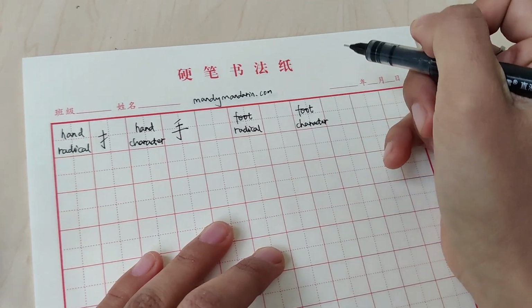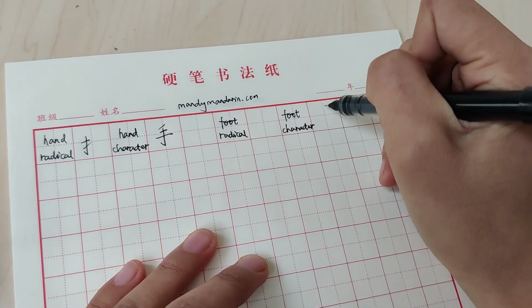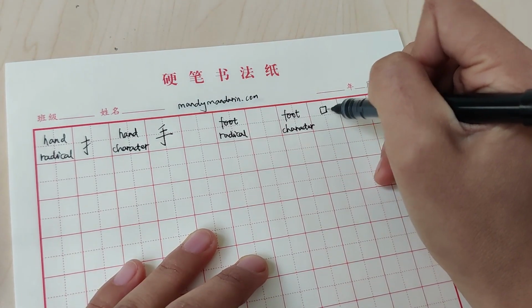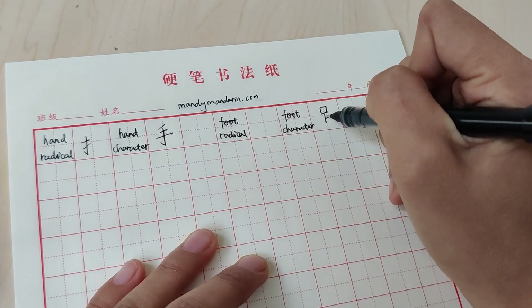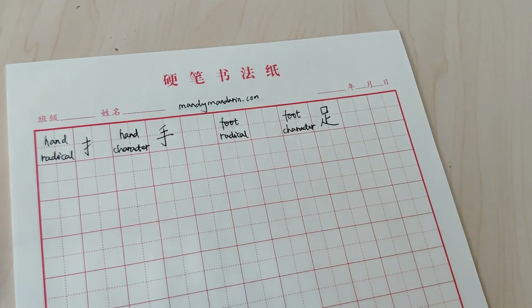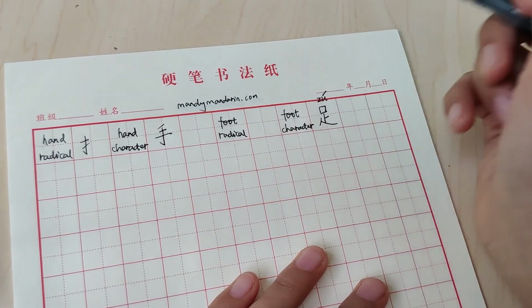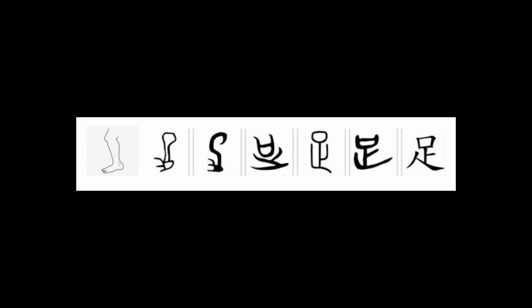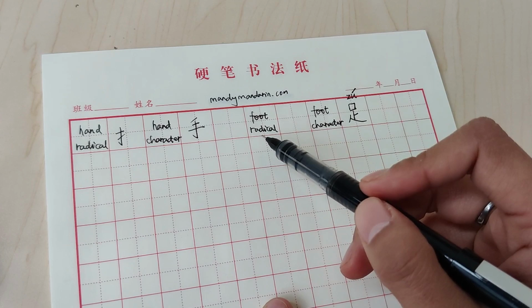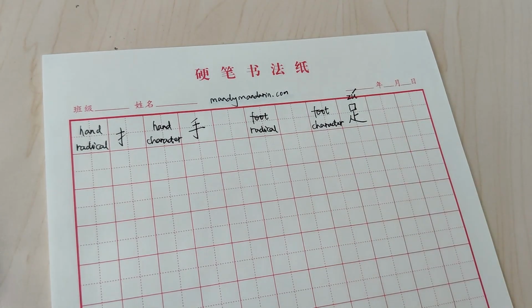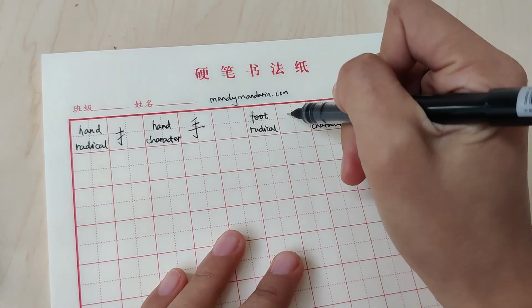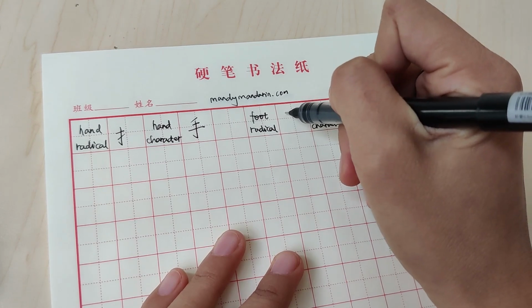So let's start with the character, right? So now we got this and then this, and the foot character is 足. Here is a picture of the evolution of the character 足. So obviously, it's evolved from the picture of a foot. To turn the characters into radicals, we kind of have to make it smaller, right? So to make it smaller and put it on the left.